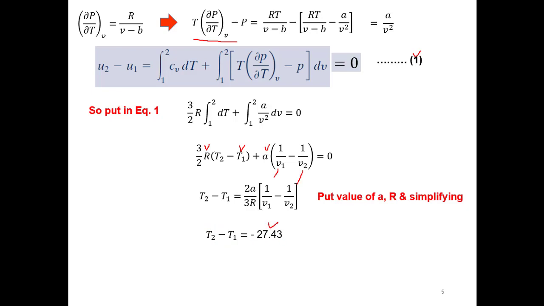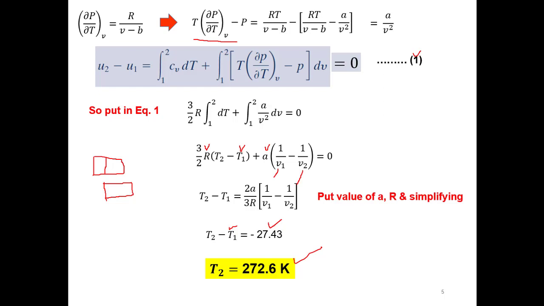That means there is a decrease in temperature. So that means if the argon gas was available in a partition, let's say this was the partition, and if we remove that partition, then there will be a decrease in temperature. And how much will be the decrease in temperature? Minus 27.43. We know the initial temperature is equal to 300. So if we put that value, the final temperature T2 will be equal to 272.6 Kelvin. So this was calculated using the real gas equation, right? The van der Waals equation.